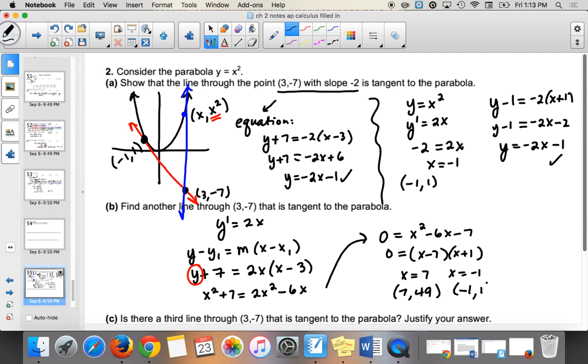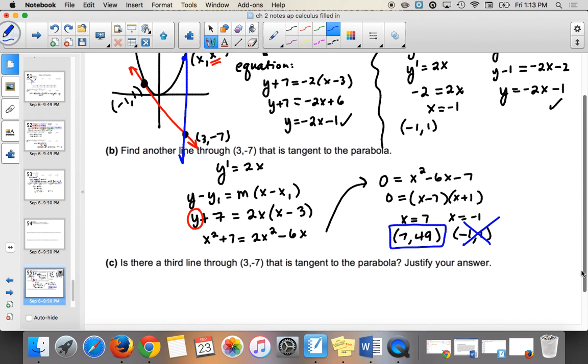The negative 1, 1 is not the one that we want. That's the one we already had. Do you guys agree? See negative 1, 1 up here? So that's out. We don't do that one. So this is the other place. So the question is, find another line. So last step, you have 7, comma 49. Do you know the slope at 7, comma 49? It's 14 because you plug into the 2x. And then you write your equation of your tangent line, y minus 49 equals 14 times x minus 7. So putting it all together.